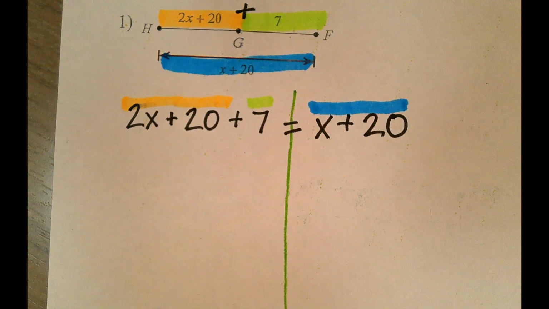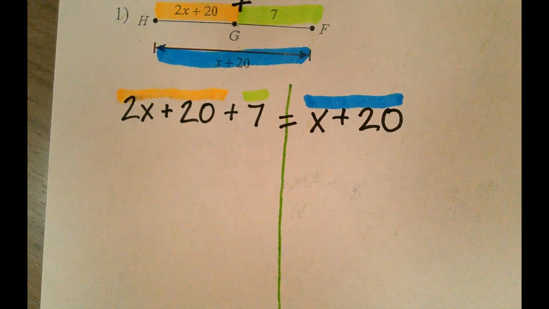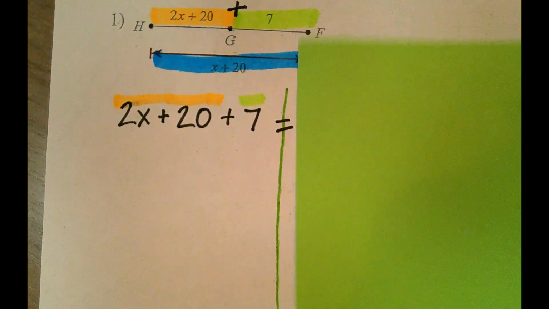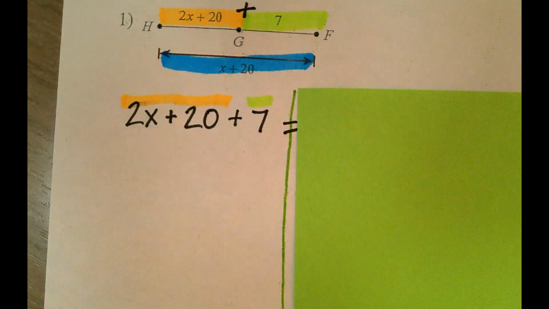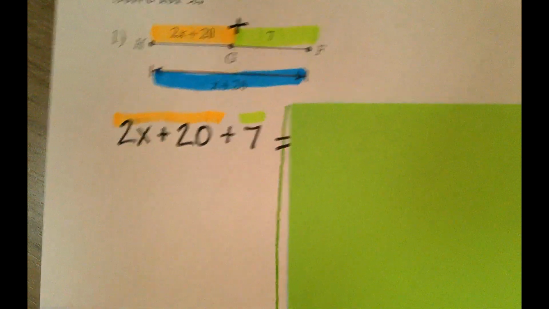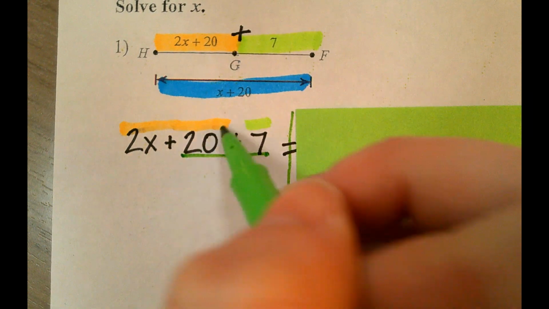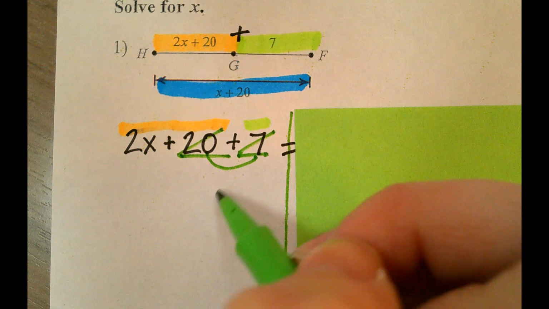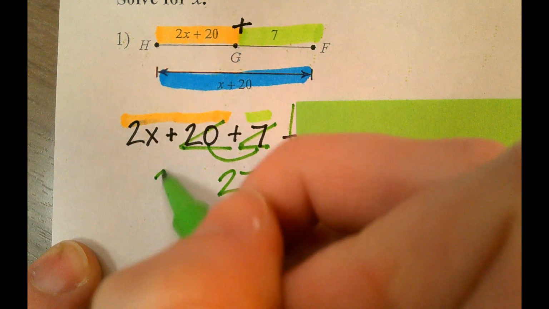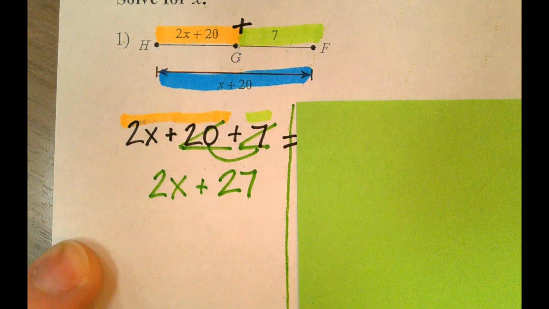So, first, let's just hide one side of the equation. I'm going to cover up the other half with a sticky note for now. And over on this side, do I have any like terms? 20 and 7. Let's add those together. When I put them together, I get 27. And what comes down? 2x. And your plus sign. 2x plus 27.